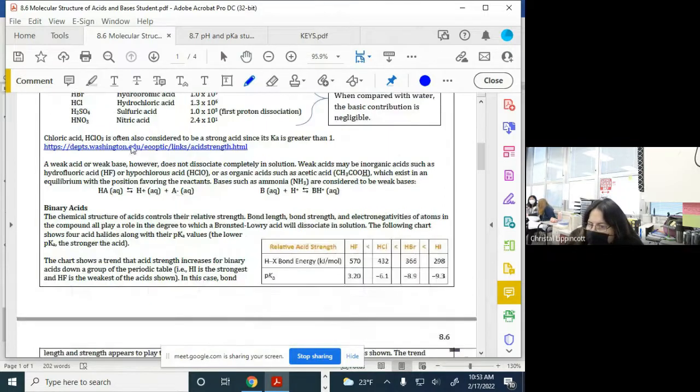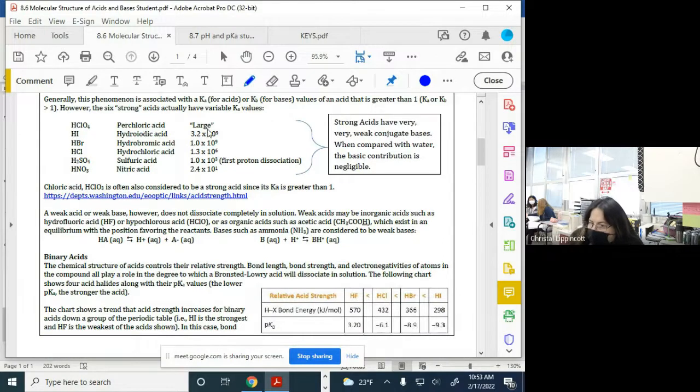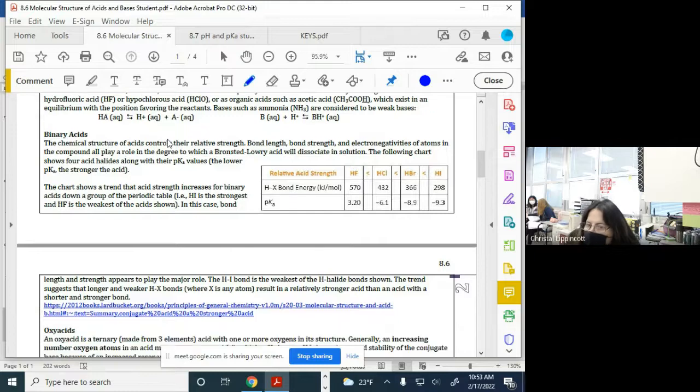So for chloric acid, HClO3, it's often considered to be a strong acid, since its Ka is greater than 1. Okay, so it's large. It's even bigger than these. So if we're talking about weak acids or bases, they're not going to fully disassociate, and we're going to be moving back and forth between them.